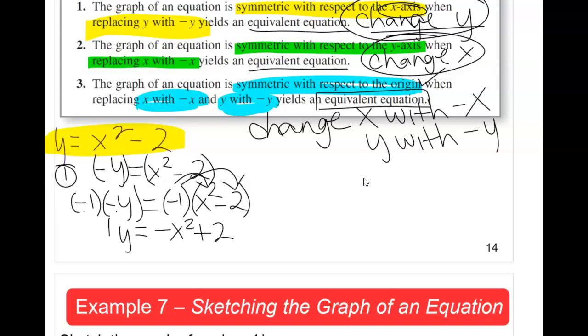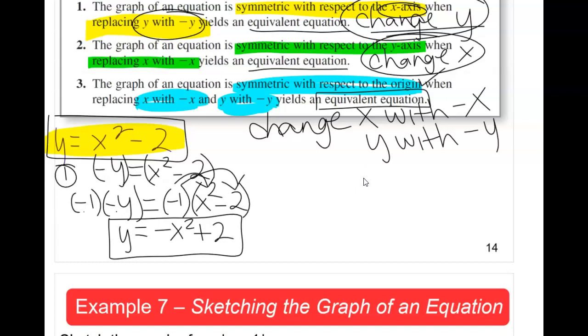So now if we compare the equation that we got after substituting y with negative y to our original, we could see clearly that they are not the same. So we say that there is no symmetry with respect to the x-axis. Now let's try to test for symmetry with respect to the y-axis. To do that, we need to change the x with negative x. So in this case, this letter x is going to be replaced with a negative x.